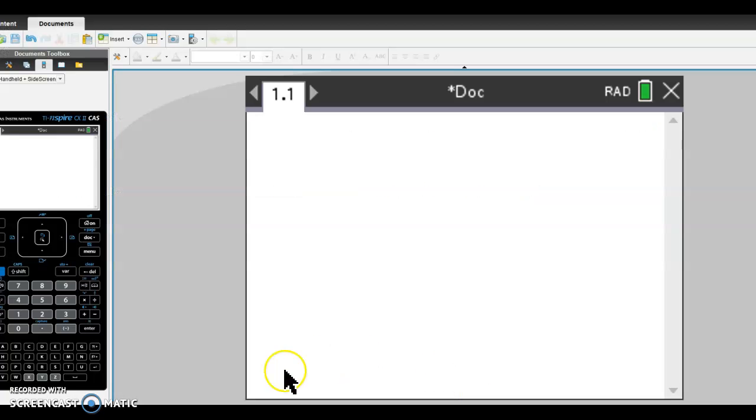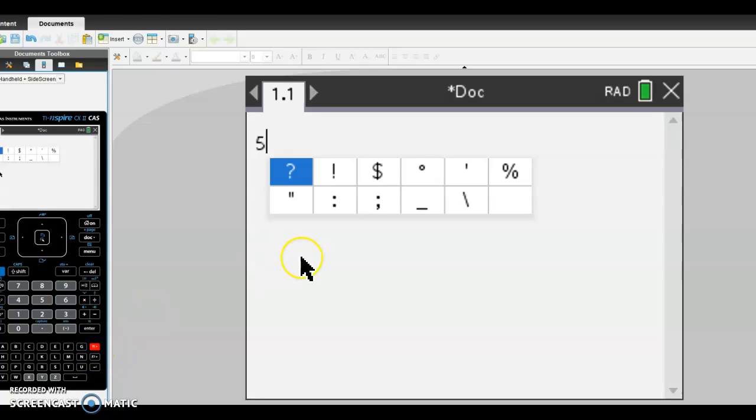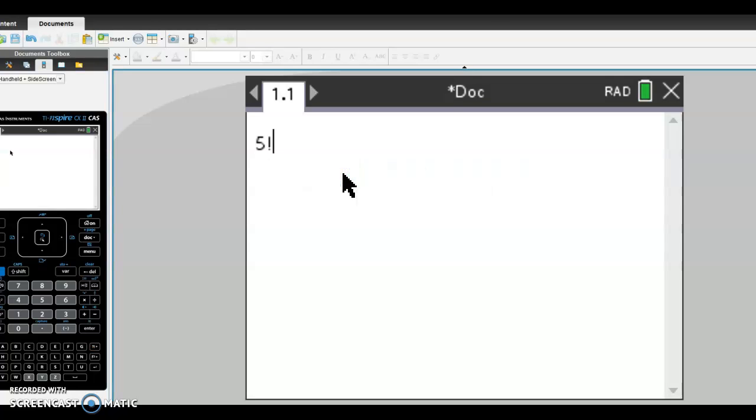So on our calculators, we're going to type in 5, and right below the enter button, you'll see this little box that has a question mark and an exclamation point. We want to choose the exclamation point. In math, that does not mean we're excited about the number 5. That means 5 factorial, which is something different. So when we do that, we get 120.